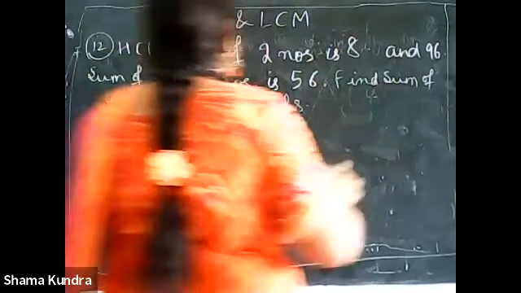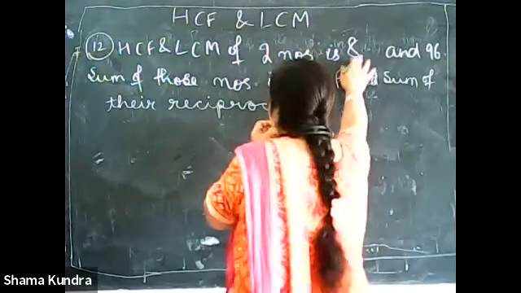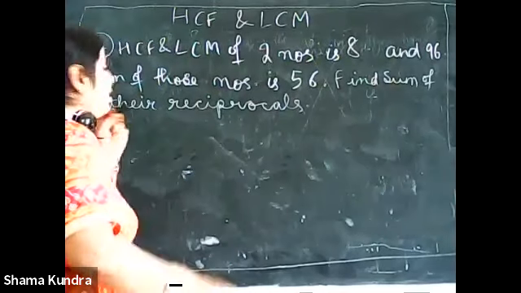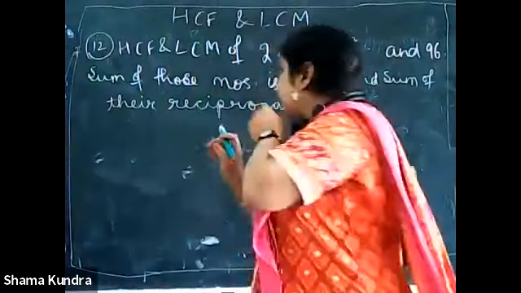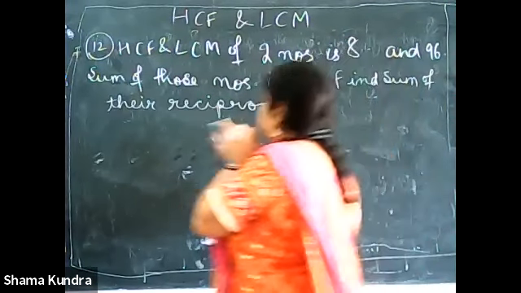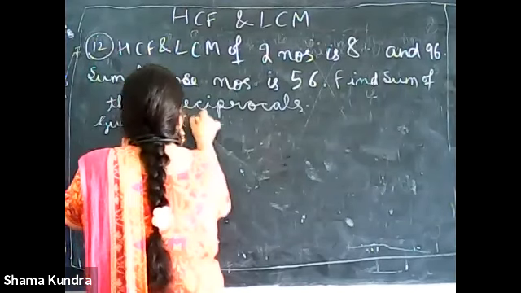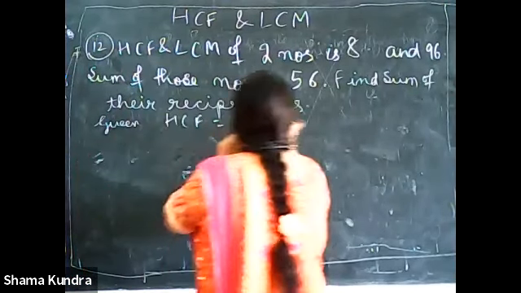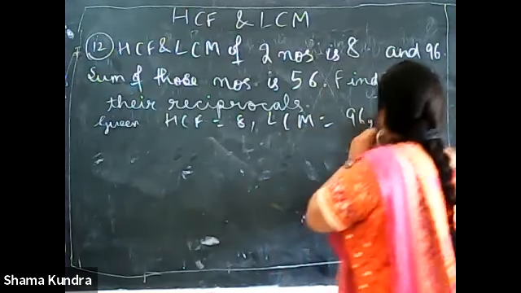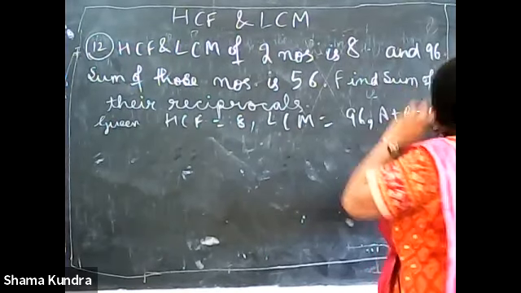Next question: the HCF and LCM of two numbers are 8 and 96, meaning HCF is 8 and LCM is 96. The sum of those numbers, if the numbers are A and B, then A plus B is 56. Find the sum of their reciprocals. What is given to you? HCF 8, LCM 96, A plus B 56, and what you have to find?